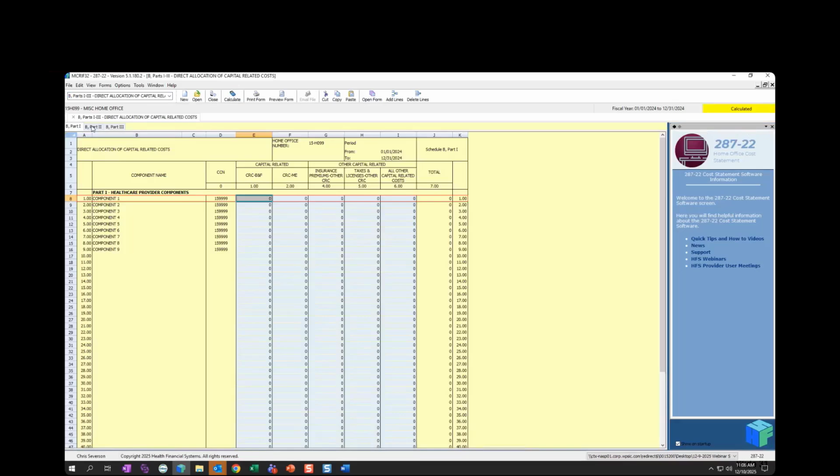If we take a look here, B part 1 and all the part 1s are healthcare provider components. So the actual providers. These are the ones that are going to have separate cost reports altogether. B part 2 is for any non-healthcare component you might have. I've seen some, hotels, some other types of entities that they operate.